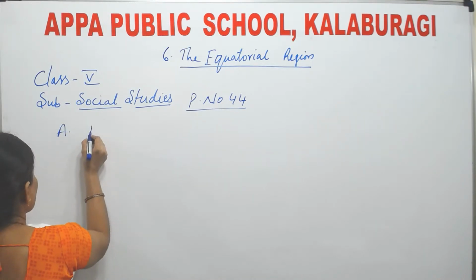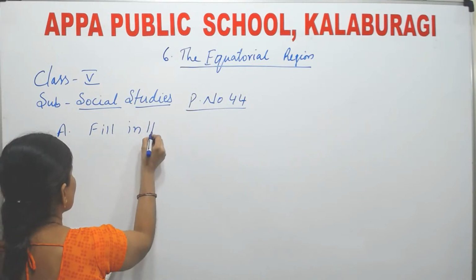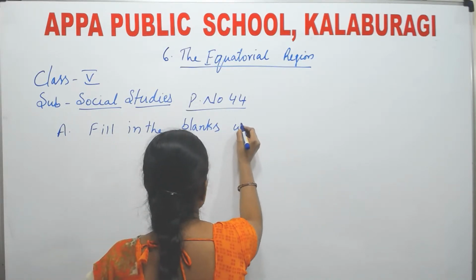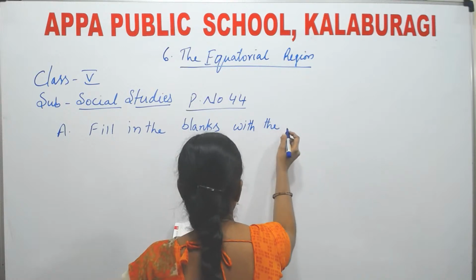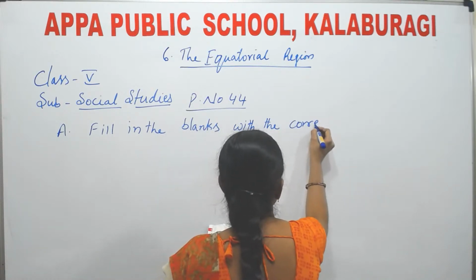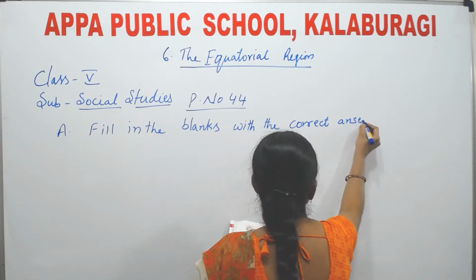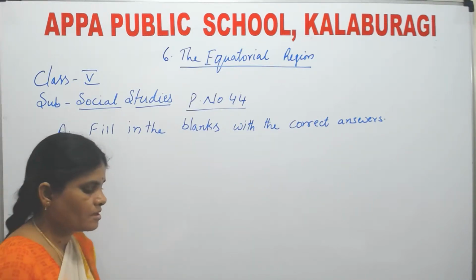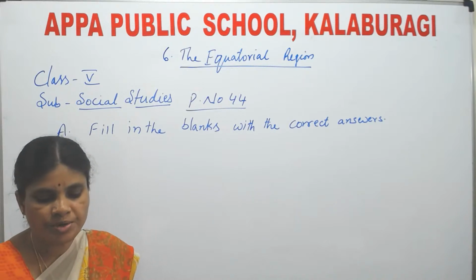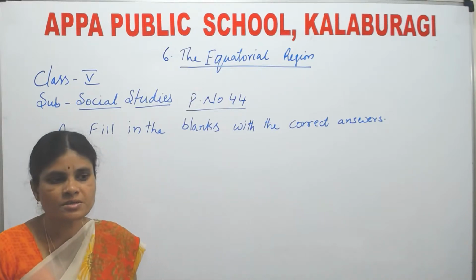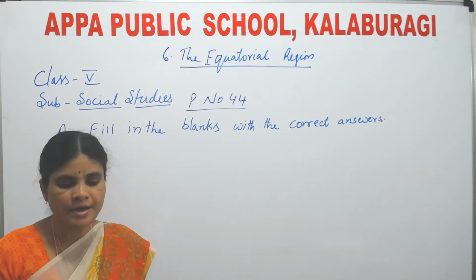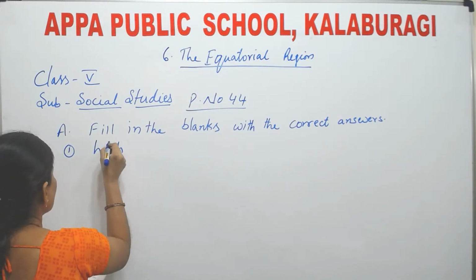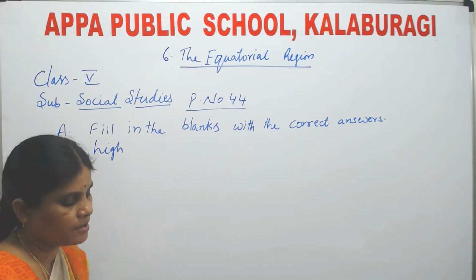Bit number A. Fill in the blanks with the correct answers. First question: equatorial areas have dash humidity all round the year. Here three options are given: high, moderate and low. Which is the correct answer? Among these three, high is the correct answer. The equatorial region receives high temperature and rainfall.